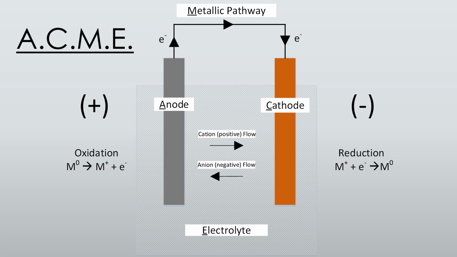And for the conventional current flow for physics, current is accepted to be in the opposite direction of electron flow. So if you were to show the current flow, it would be from the cathode to the anode, or you could say the current exits the anode and travels towards the cathode.